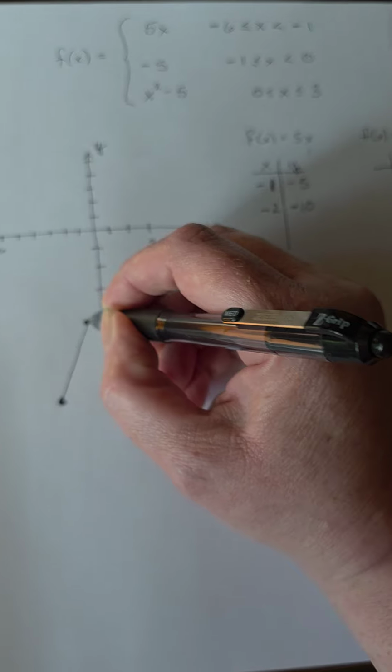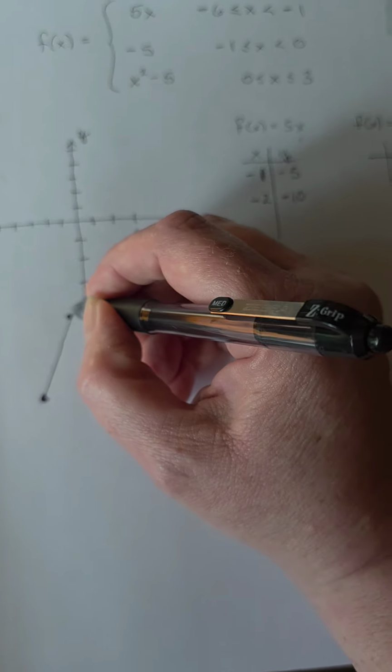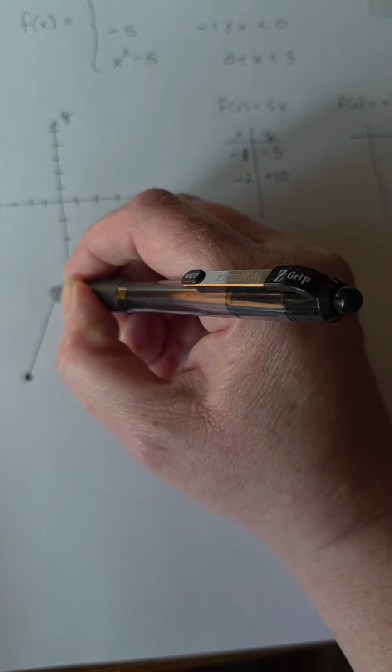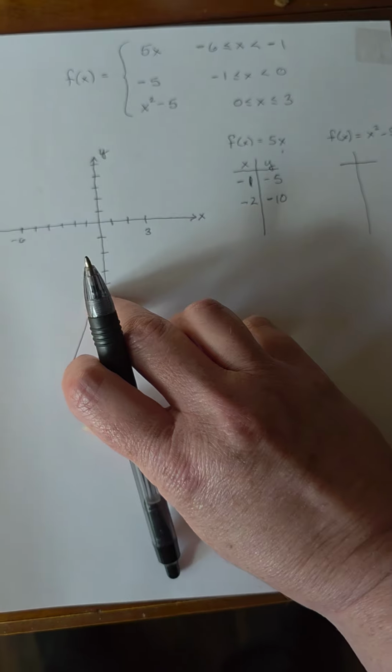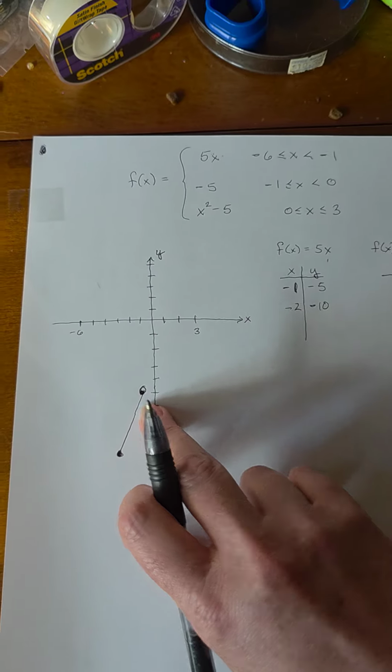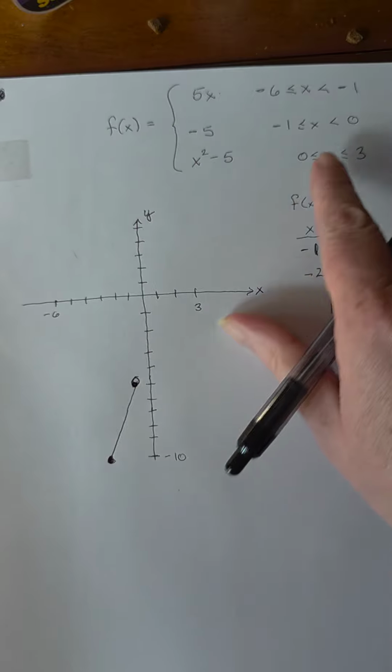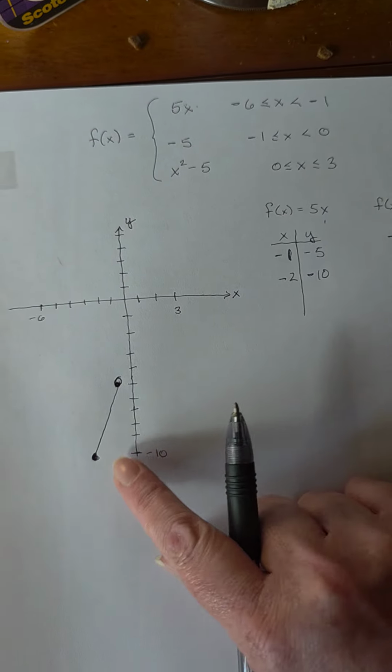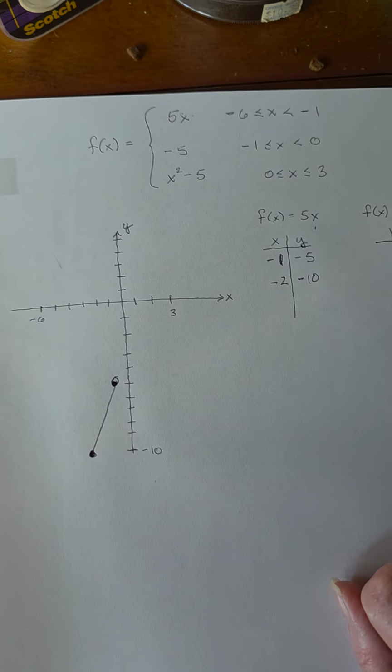So in essence, 5x is a straight line, linear, going up. Okay, it has to be strictly less than -1, so I should have an open circle here. So sorry for plotting that point, but that is a boundary value. But since x is strictly less than -1, open circle.